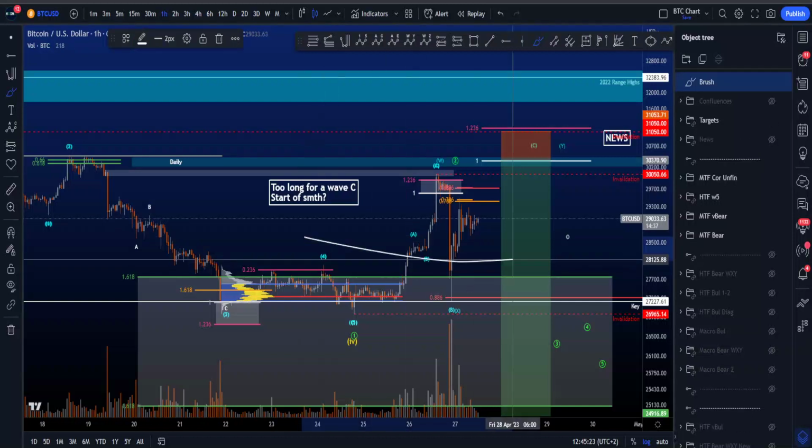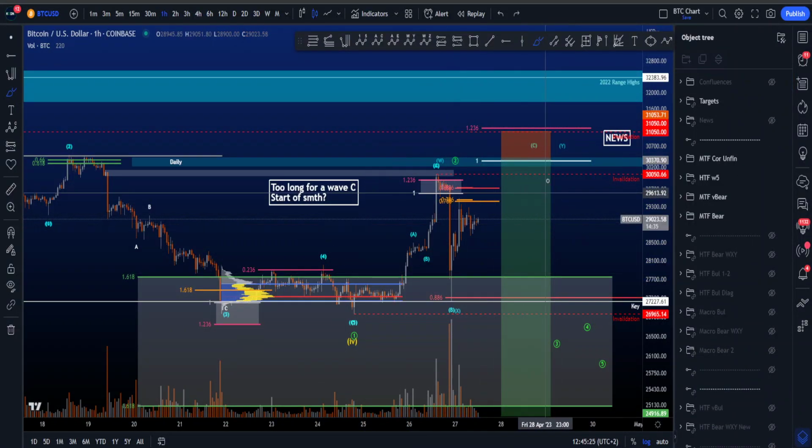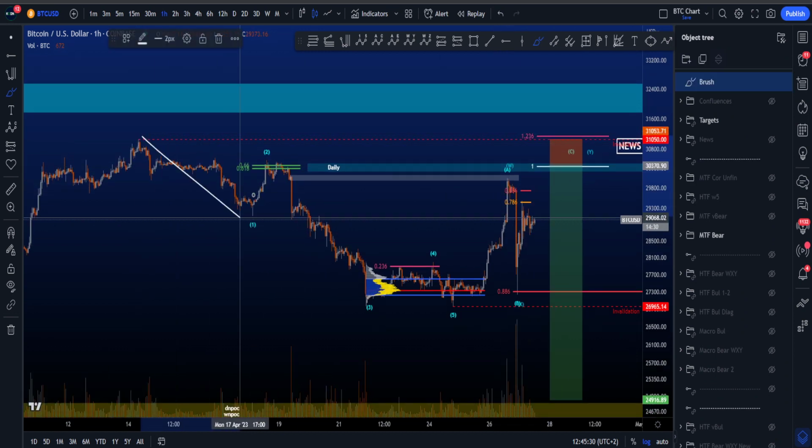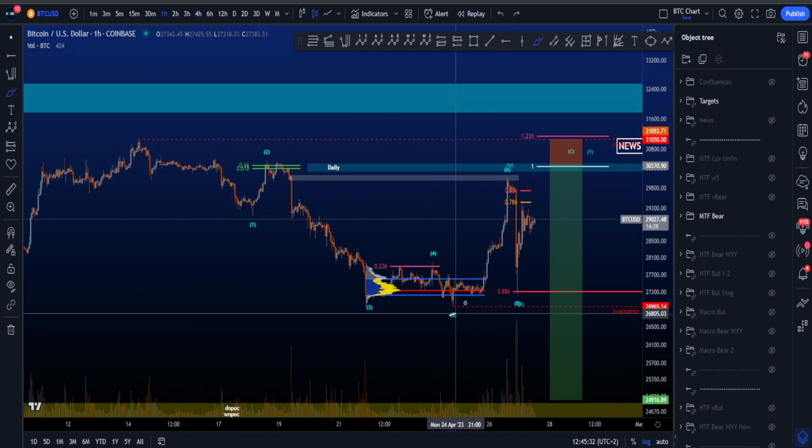Hi everyone, let's go through my preferred and alternative Elliott Wave scenarios on Bitcoin, including potential trading setup, starting with my preferred scenario on Bitcoin, where we are looking for a 1, 2, 3, 4, 5 to the downside, followed then by a 3-wave correction to the upside.